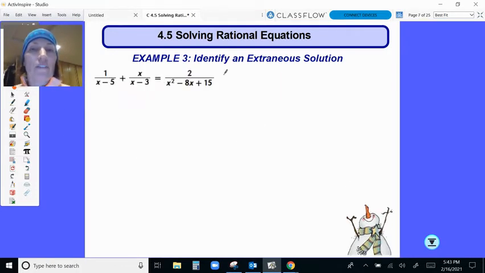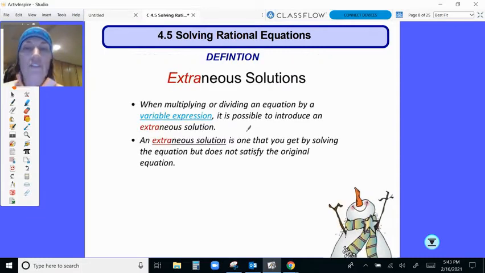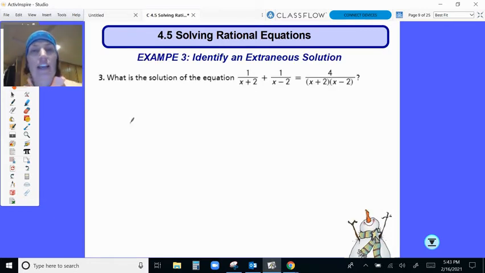So right here, let's identify this extraneous solution. Oh, sorry, I think that's an extra page. So extraneous solution: when multiplying or dividing an equation by a variable expression, it's possible to introduce an extra solution, or extraneous solution. It's one that you get by solving the equation but does not satisfy the original equation. So it's really important to identify what the restrictions of those equations are and watch out for those.